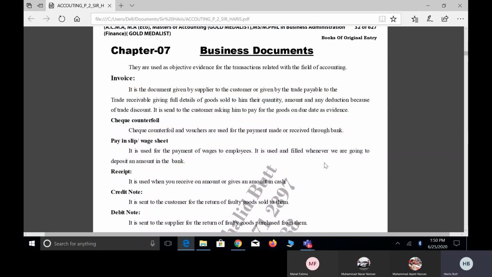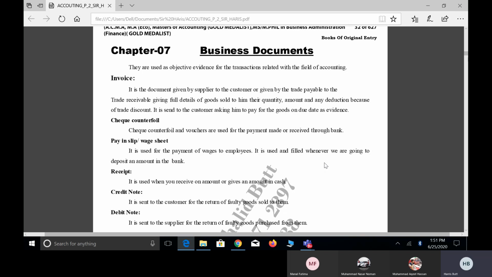Maybe in the first week of July we will be able to reach that, because in the next two lectures we will be doing books of prime entry. They are important, and from the next week we will do provision for doubtful debts and other chapters. So let's start going ahead.